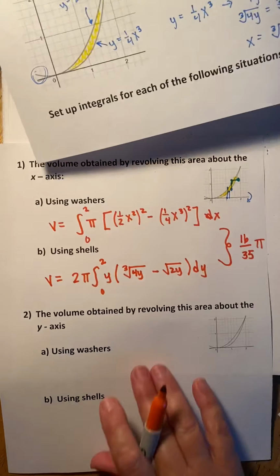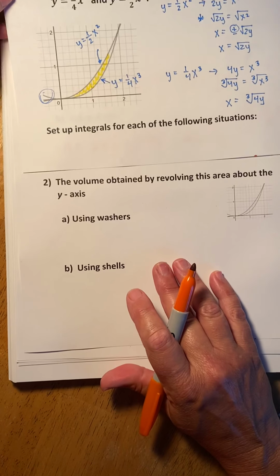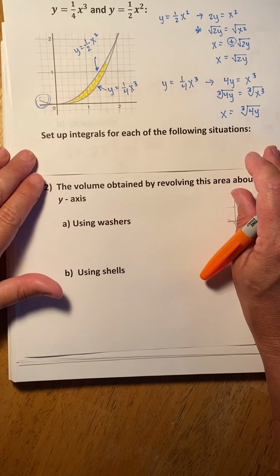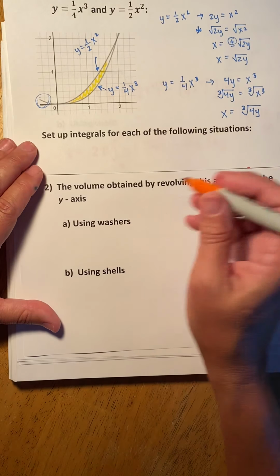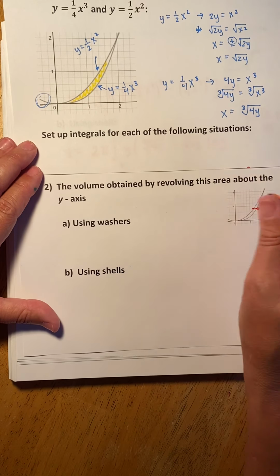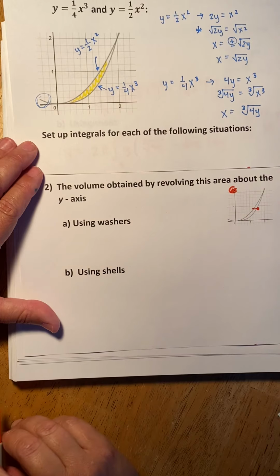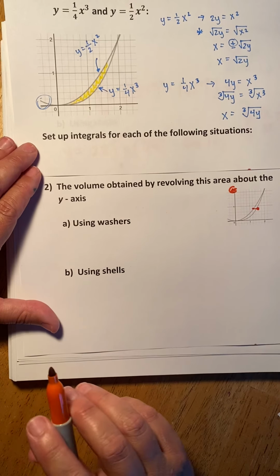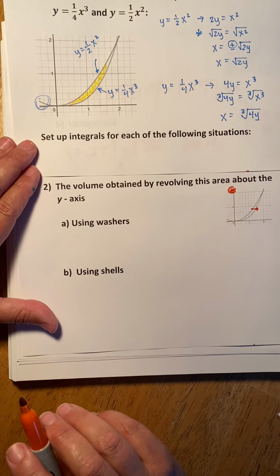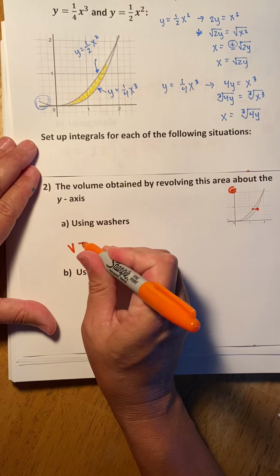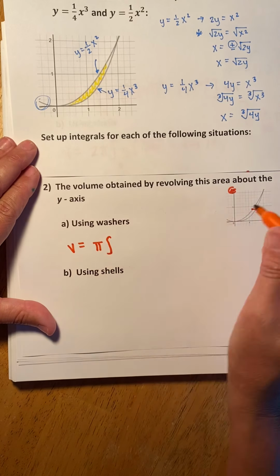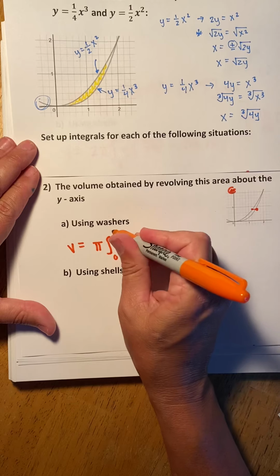All right, let's take the same area and rotate it about the y-axis. So we're going to use washers and we're going to use shells. So this time if we're using washers, we're going to go left to right. We're spinning it this way. All right, and I'll refer to that picture up above because I probably made that a little too small. So using washers, it's going to be pi. Y still goes from 0 to 2.